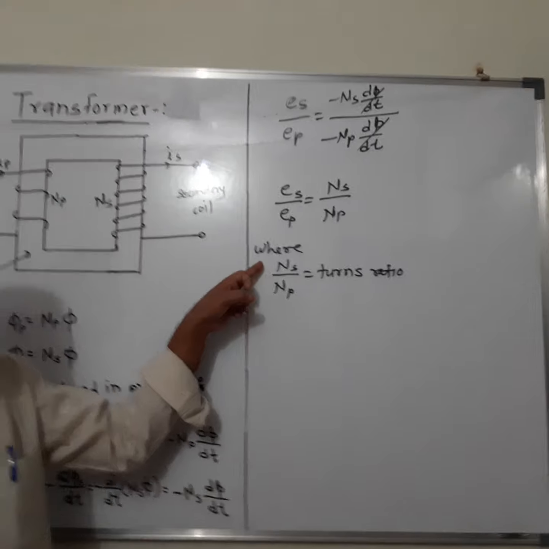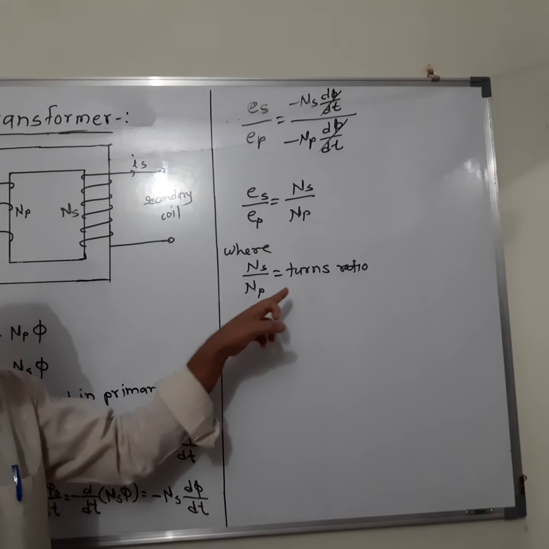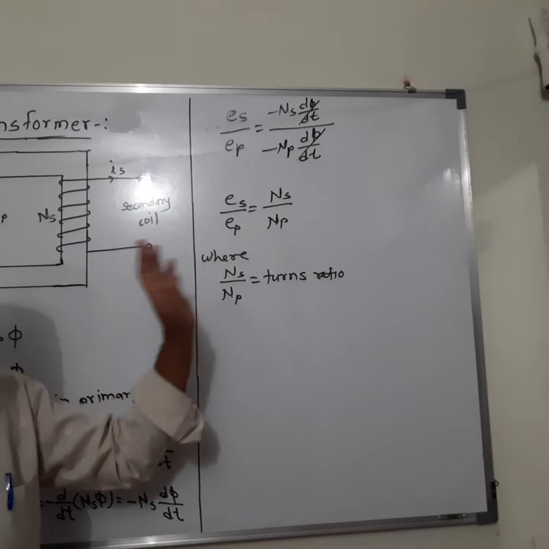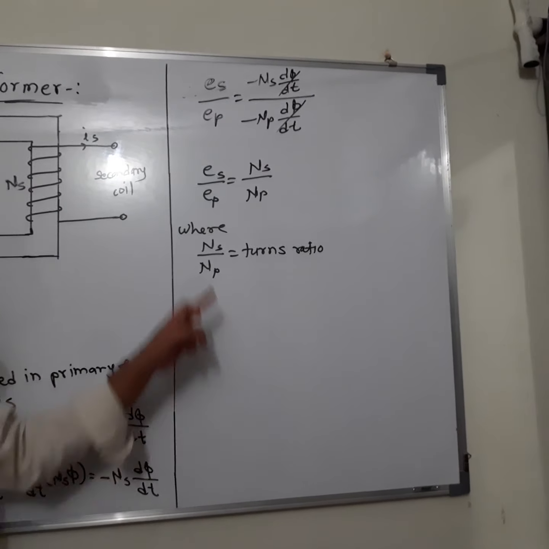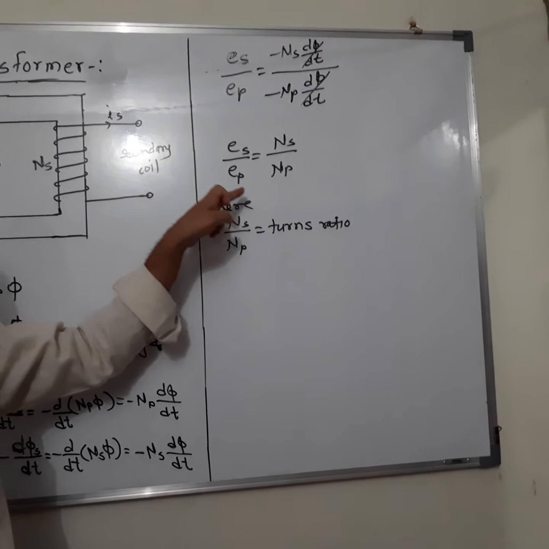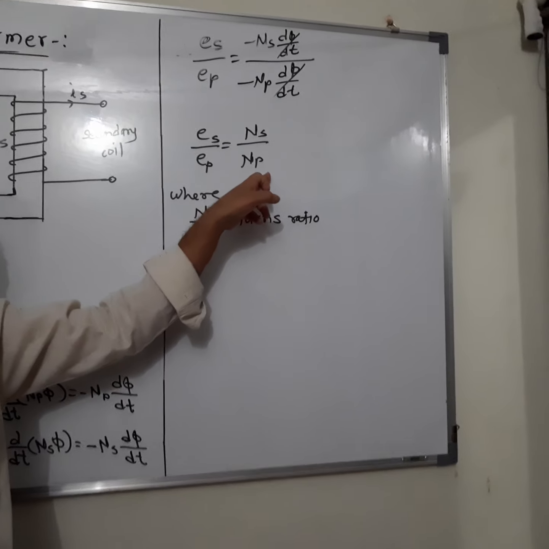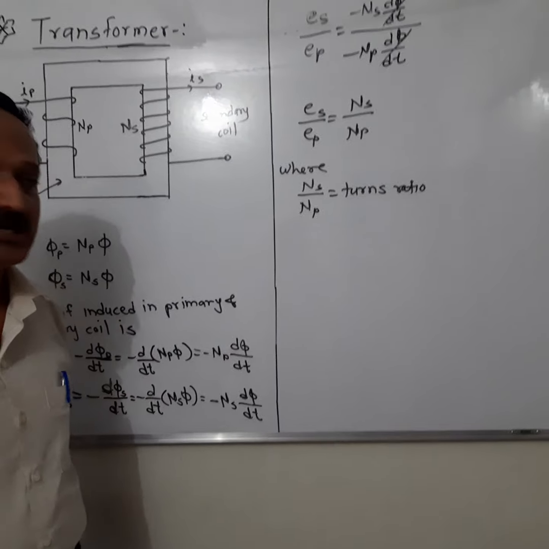What is ns by np? ns by np is called the turns ratio, or it is also called the transformer's ratio. And this equation is called the equation of transformer. This ES by EP is equal to ns by np. This equation is called the equation of transformer.